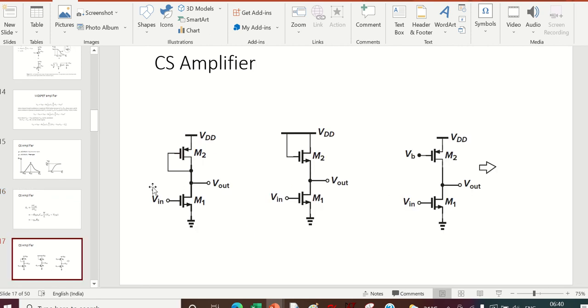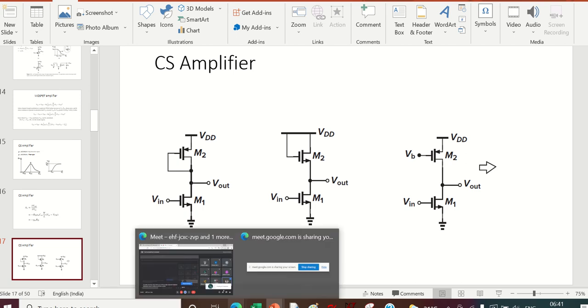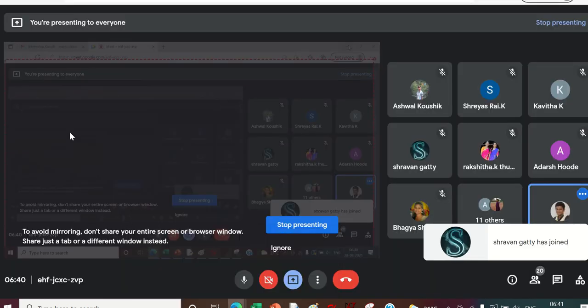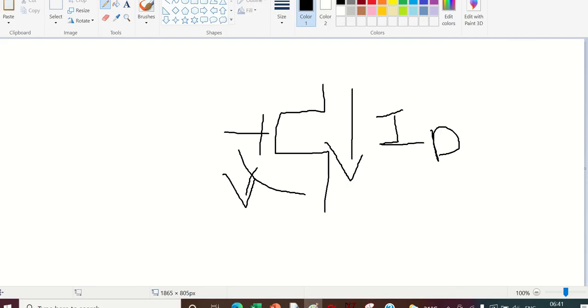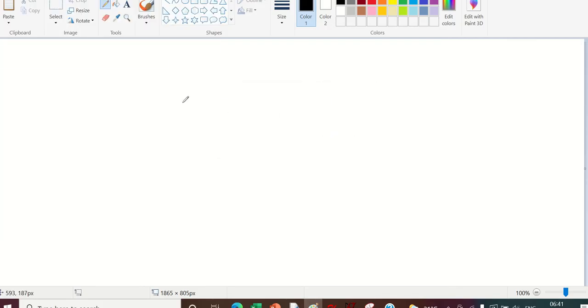Now today we will see some other variants of the common source amplifier. Before going there, we also have to see the PMOS based common source amplifier. Although some of you have tried that, very good. I will just quickly do that. Whatever is there in PMOS, if you want to do it in NMOS, you have to just reverse everything.